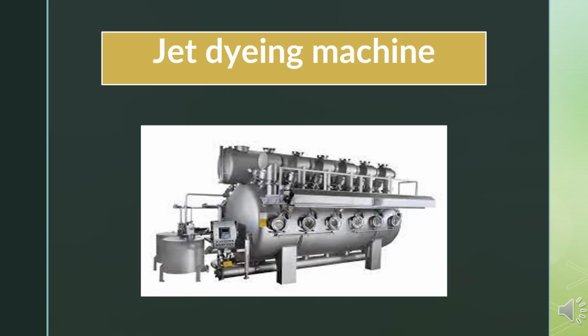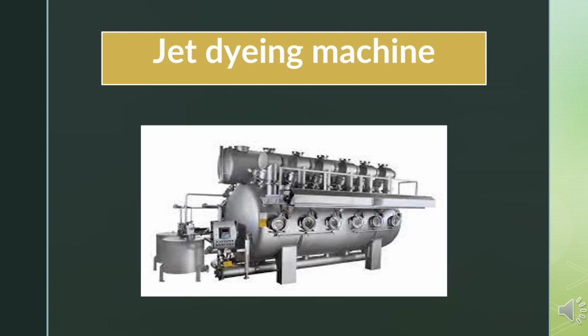Being inside a closed chamber, it is also possible to increase the pressure of air inside, thereby enabling temperatures above the boiling point of water to be achieved. As a result, synthetic fibers like polyester and nylon that need temperatures above glass transition for dyeing can be treated in this machine.